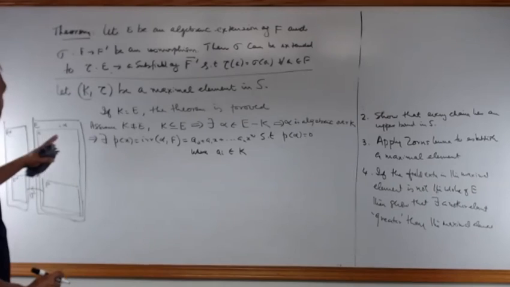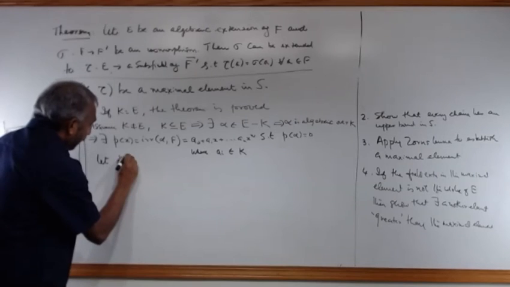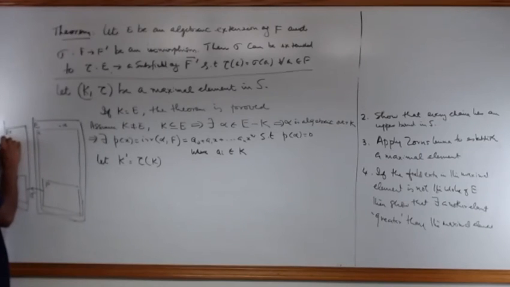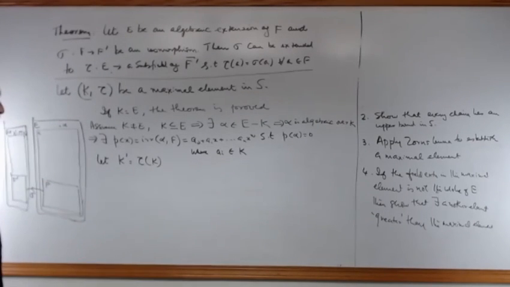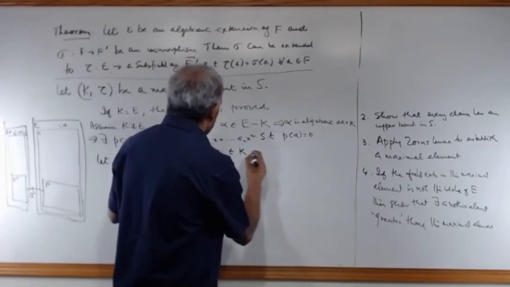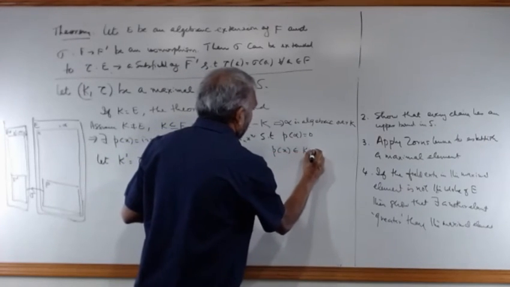So what we do here is let k prime equal tau of k. So this k is actually mapped by tau to another subfield of F closure, F prime closure. That is, we'll say that k prime is equal to tau of k. Okay. Now, we can say p of x actually belongs to k of x.